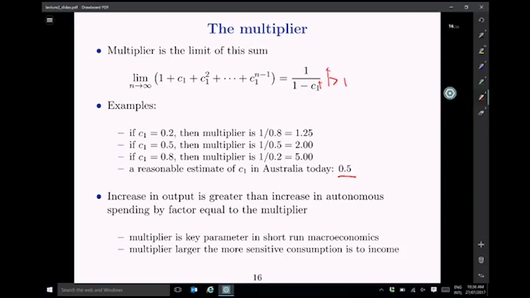So this multiplier is a very important parameter in short-run macroeconomics because it directly governs the response of output to any change in autonomous spending, right? We take the increase in government spending as an example, but you can imagine that a change in taxes or a change in C0 would trigger a similar impact on output, right?